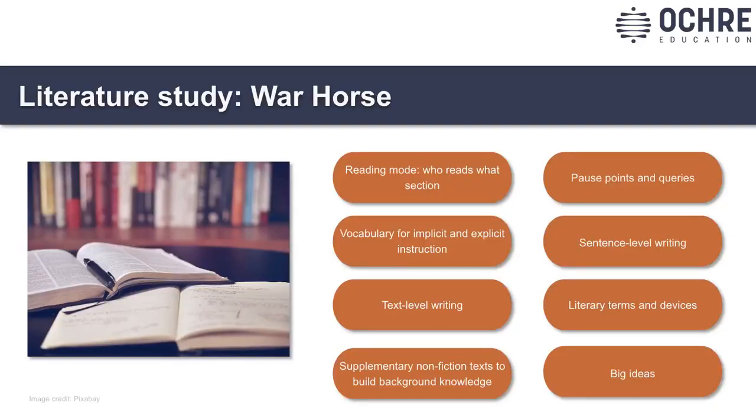Our literature study guides include detailed information on text-level reading, sentence-level and text-level writing, and vocabulary. The study guides are organised by lesson, providing an overview of the intended learning and suggested teaching and learning activities for each lesson in the unit.